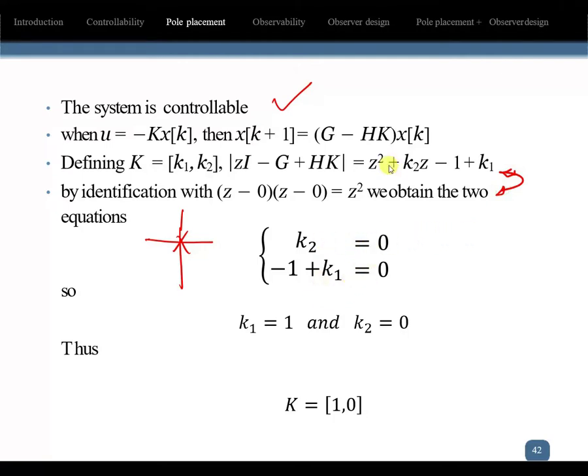Pole placement method and the deadbeat response. In the pole placement method, you choose the poles. In a deadbeat response, the two poles will be at the origin. The rest of the calculation will be the same.